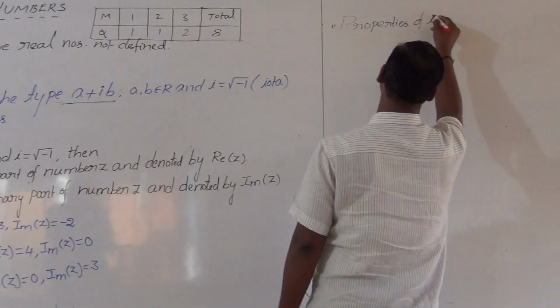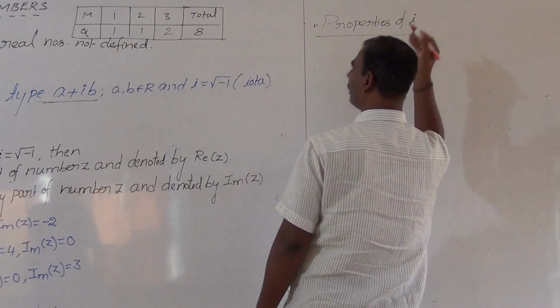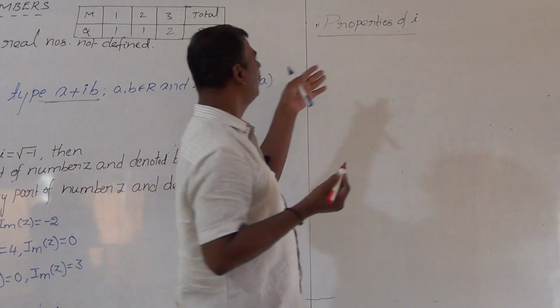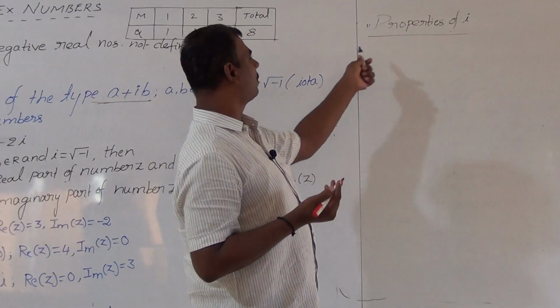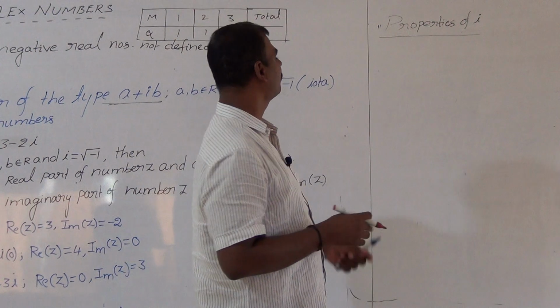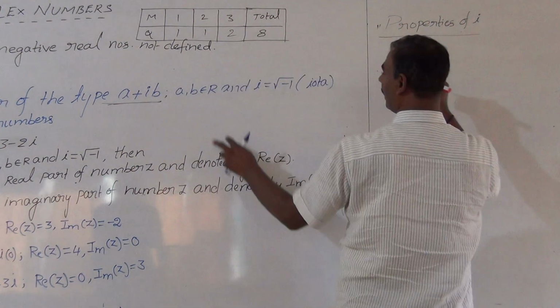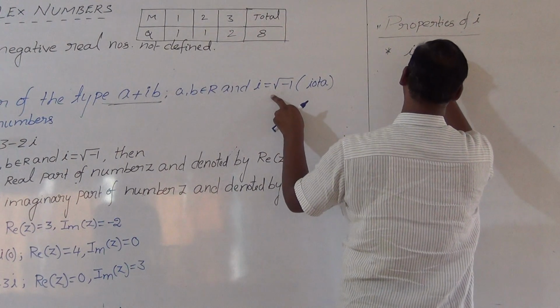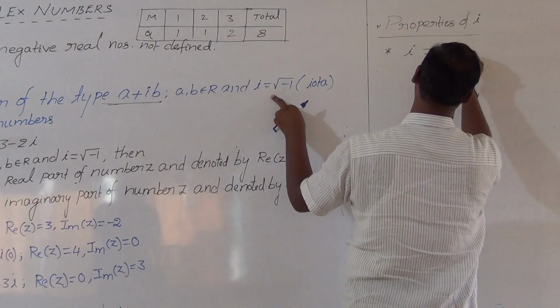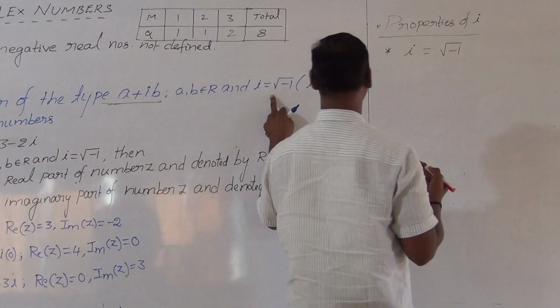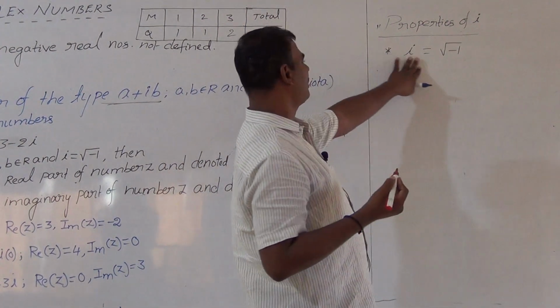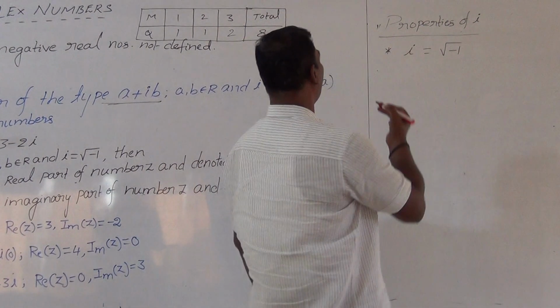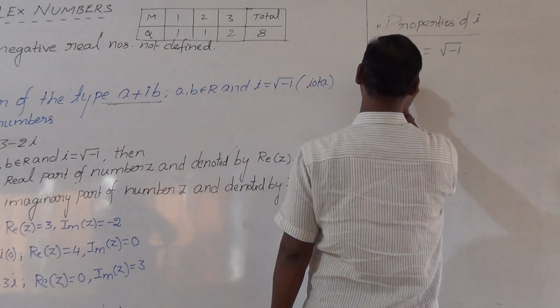Properties of iota. I means what do you call? Iota, that is the Greek symbol. So properties of iota. The first one: iota is equal to the square root of minus 1. So we know, all of you, this is an imaginary number. And the next thing we have to remember.